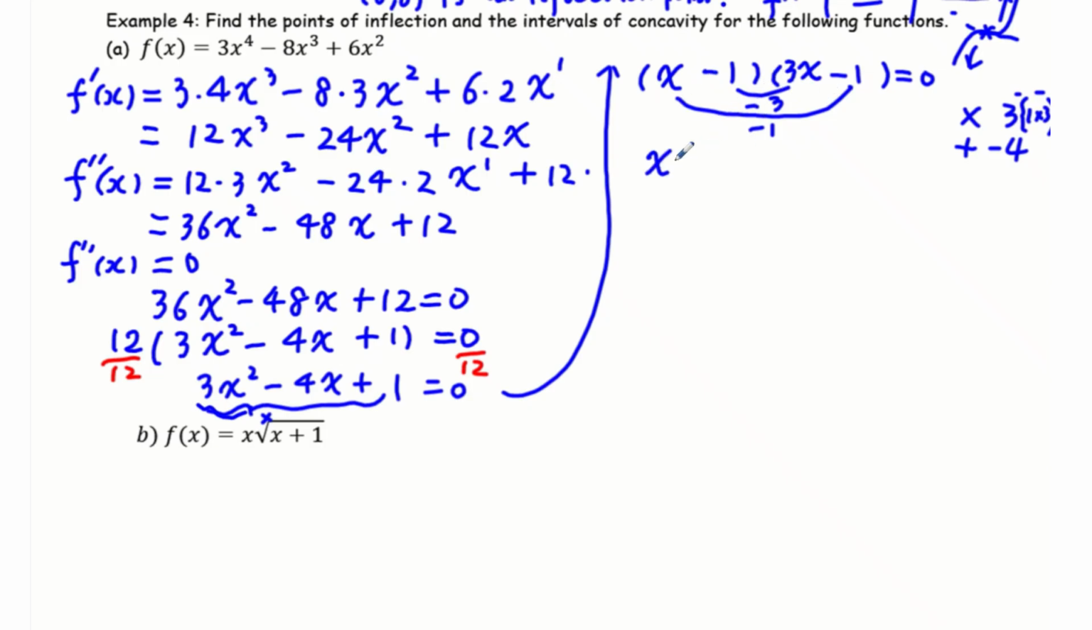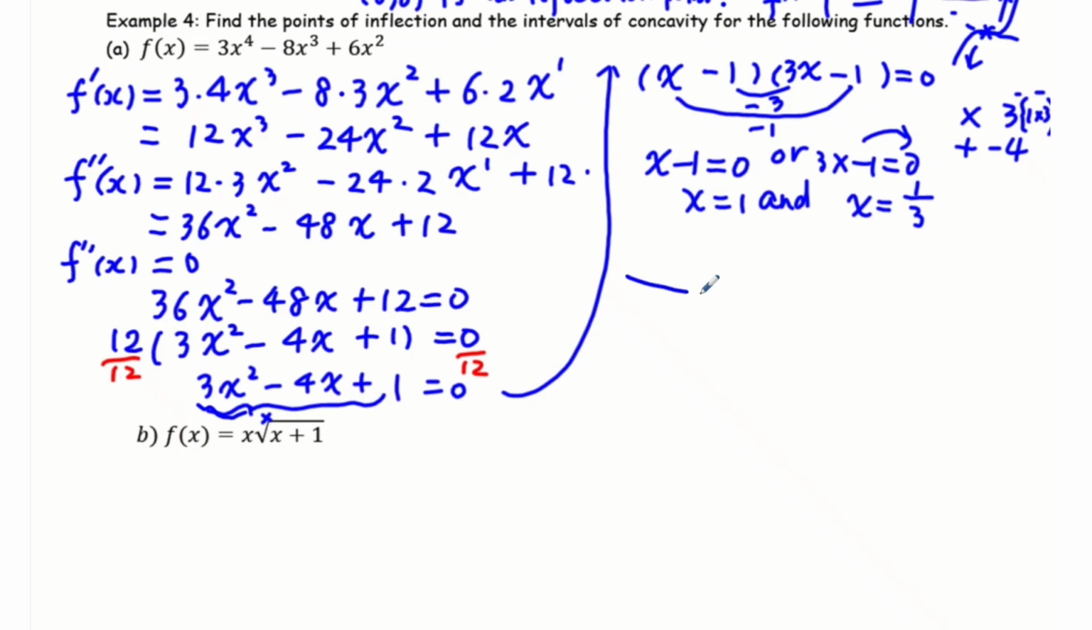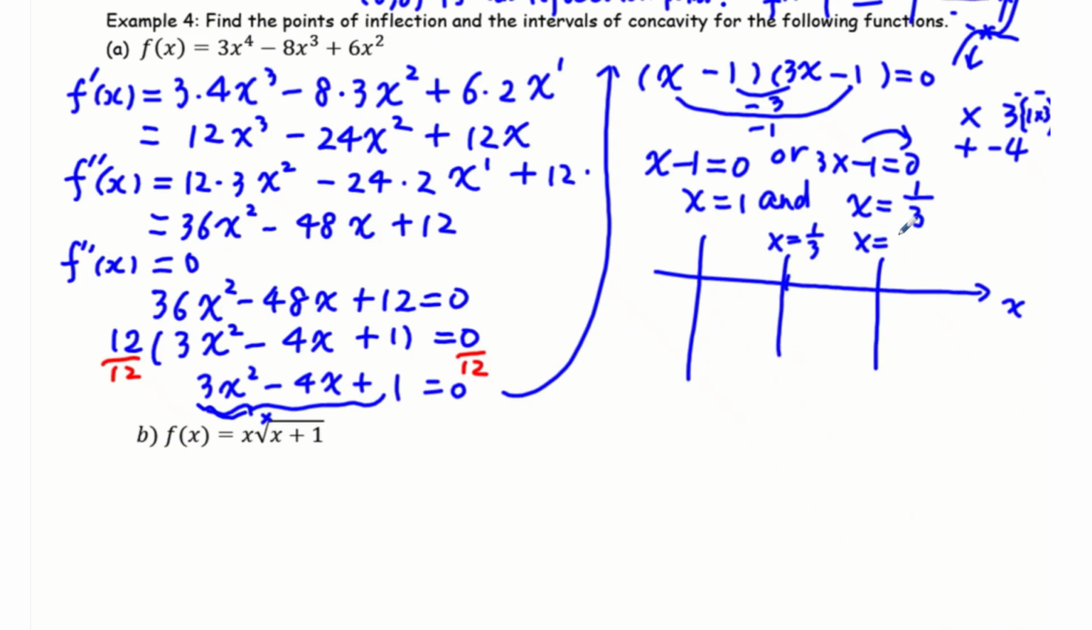Then set each bracket equal to 0 to solve for the zeros. So x equals 1, and move the -1 to the other side, divided by 3, we have x equals 1 over 3. So you have two zeros, and from these two zeros, we want to draw the chart. Two zeros will give us 3 intervals. So this is x equals 1/3, then x equals 1. So two zeros, you have 3 intervals.